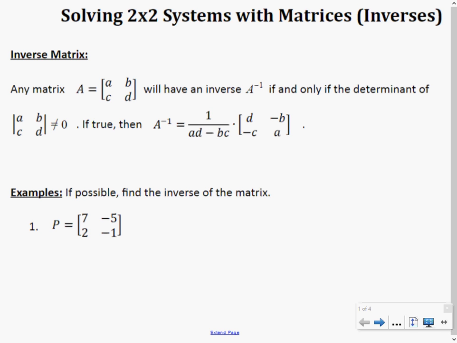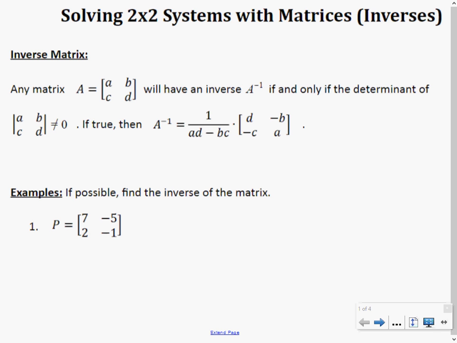Hi everybody. So in this video, we're going to be talking about how to actually solve a system of equations with matrices, finally. Okay, and this is just one way to do it. It's not the only way, but it's going to be using inverse matrices. So let's talk about how to find an inverse matrix. That's probably a good place to start.